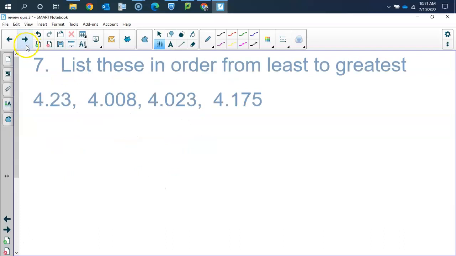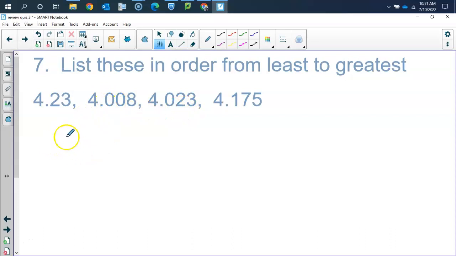Okay, list these numbers in order from least to greatest. Go. Well, again, when we're ordering, always look at the whole number. 4, 4, 4, 4. So the 4s don't help us at all. Then we look at the tenths. We have a 2, a 0, and a 1. So the 2 zeros are the smallest. Now we need to look at the hundredths of those two. 0 and 2. So this is the smallest.